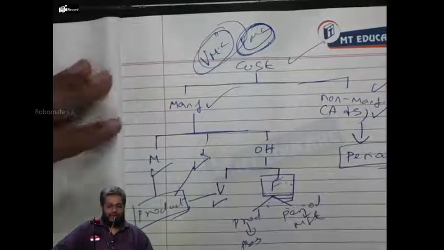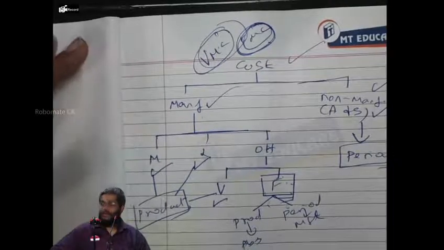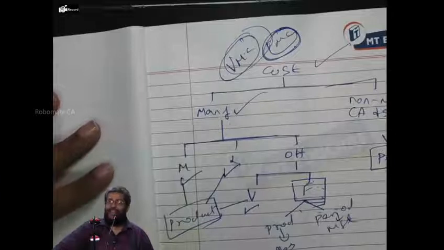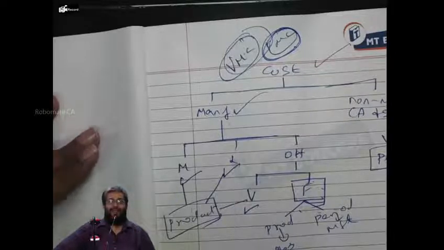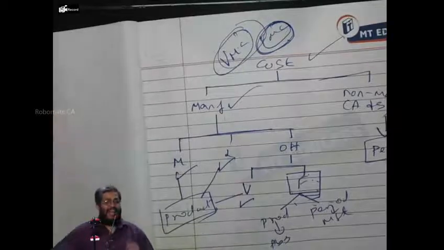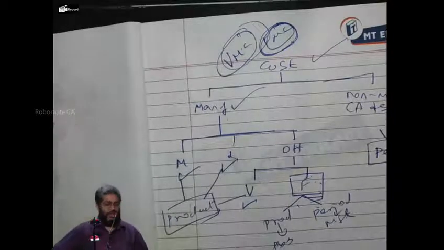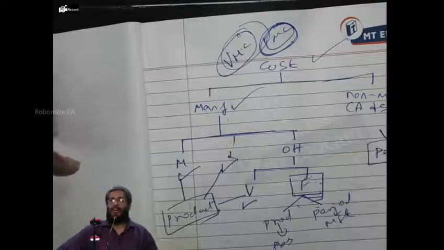If the question is silent regarding actual fixed cost, assume it to be same as budgeted fixed cost. So 9 points over.